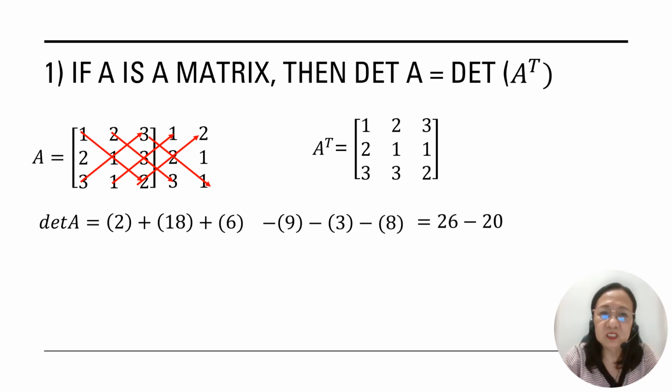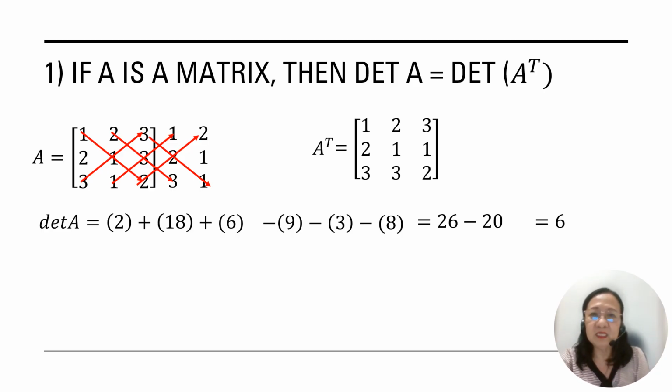And then we have negative 9 plus a negative 3 is negative 12. Negative 12 plus negative 8, we have negative 20. So therefore, our determinant A is equivalent to positive 6.